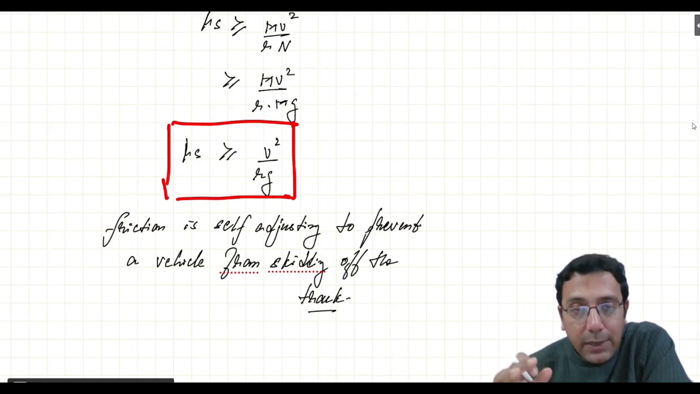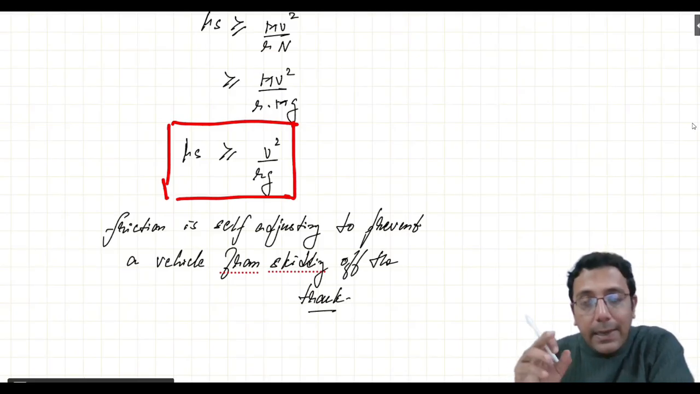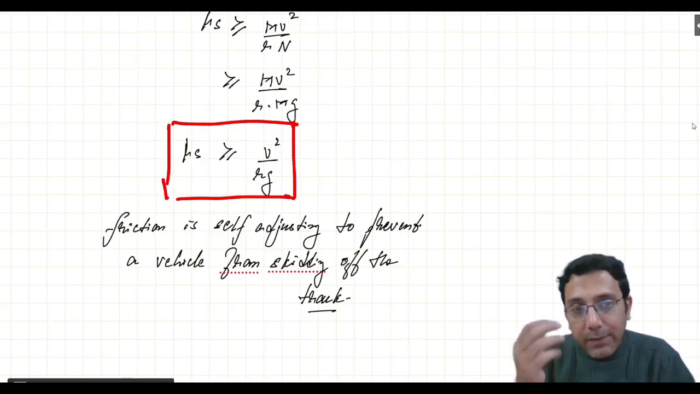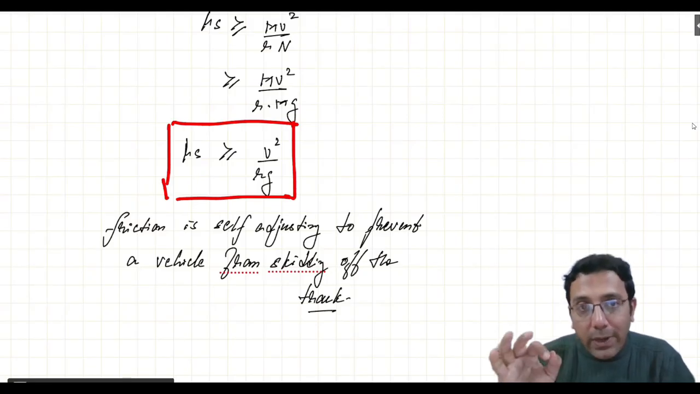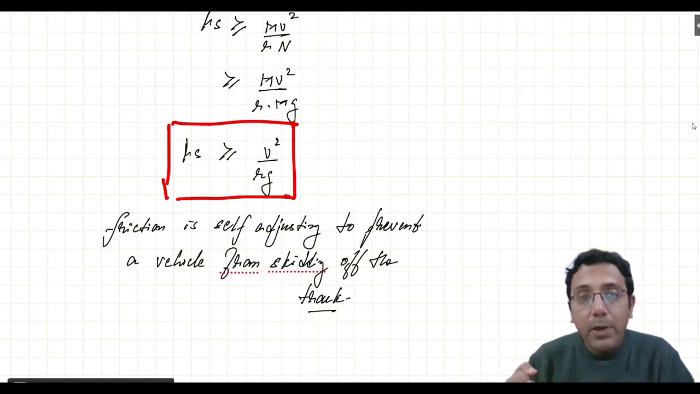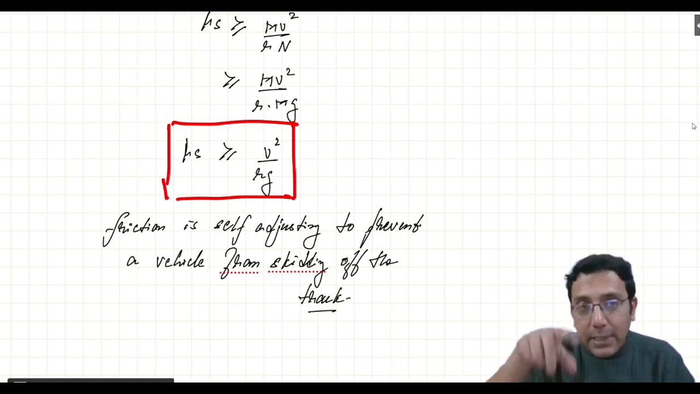I told you that if the body has to remain in a circular path, it always has to have an acceleration towards the center. If that force towards the center is not there, the body will tend to slip along the tangential path because of inertia. So there should be a centripetal component of force that will prevent the body from skidding off the track when it is accelerating in a circular path.